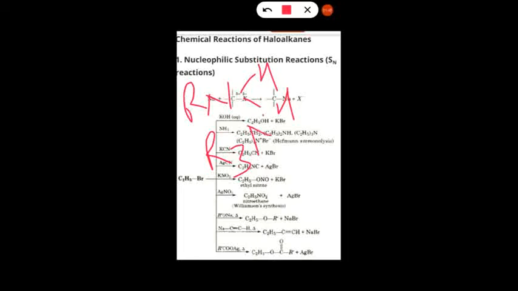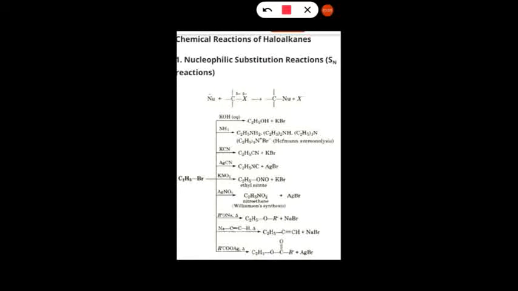That gives RNH2, R2NH, R3N, or R4N+Br minus. This is the quaternary ammonium salt. So this is the reaction with ammonia: when ammonia reacts with alkyl halide, it forms 1 degree, 2 degree, 3 degree amines, and the quaternary ammonium salt is formed.